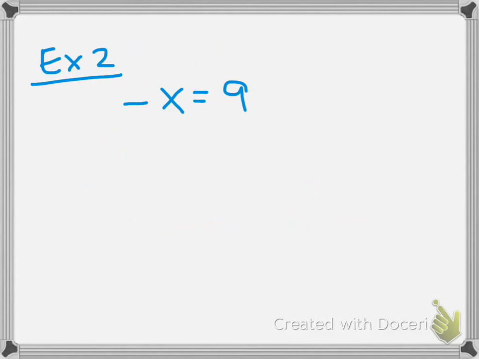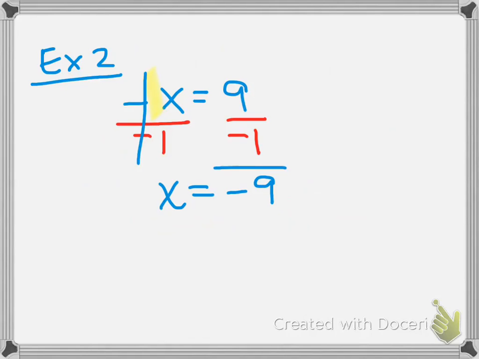On example 2, negative x equals 9, and we want x equals. Most of you can see that if negative x equals 9, then positive x would equal negative 9. But if you're doing it mathematically, which we're going to do, there's an invisible 1 in front of that x, so that's basically a negative 1 in front of the x. So you're going to divide both sides by negative 1. That way you'll get a positive x, because negative divided by negative is positive. So you get x equals, and 9 divided by negative 1 is negative 9.